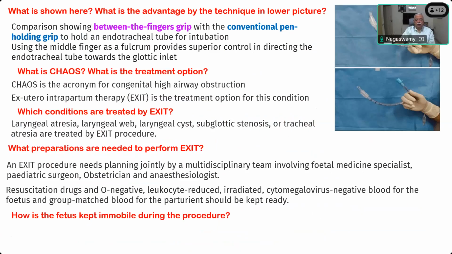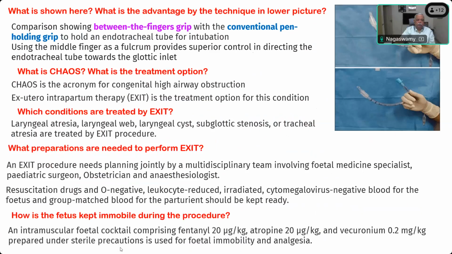Okay, but you require the patient to be immobile. So that is done by an intramuscular fetal cocktail comprising fentanyl 20 microgram, atropine 20 microgram, vecuronium 0.2 milligram per kg, prepared under sterile conditions and then injected into the child, the baby.